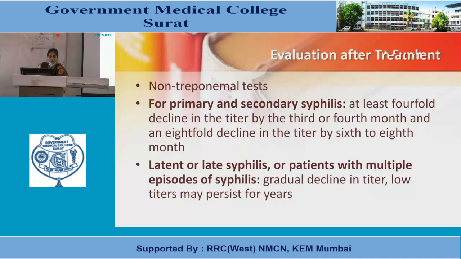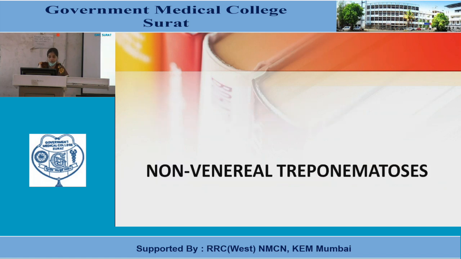Evaluation of the treatment: we should do a non-treponemal test, maybe the VDRL or RPR. For primary and secondary syphilis, there should be at least a 4-fold decline in the titer by the 3rd or 4th month, and an 8-fold decline in the titer by 6 to 8 months. In latent or late syphilis, or patients with multiple episodes of syphilis, the titer declines gradually. Low titer may persist for a year. So the next is non-venereal treponematoses.